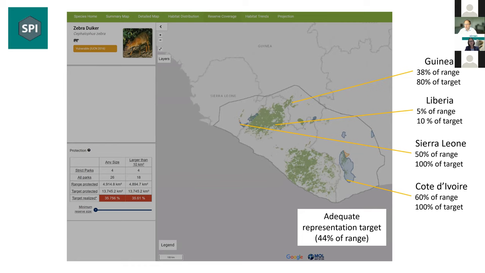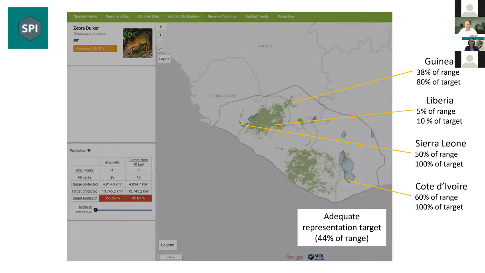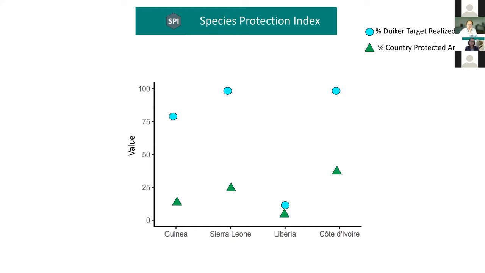Again, here, the different stewardships. And this is how the different countries perform, if you will, in the adequate representation of that species. So Guinea manages to achieve 80% of the target, Liberia 10%, Sierra Leone actually 100%. It protects 50% of the species range in its country, and Côte d'Ivoire protects 60% of the range in its country and actually achieves 100% of the target. So we can compare countries in this way, and we can then compare that coverage to the actual percent protected per square kilometer area. And this is where the countries are currently sitting, and there's this 30% aspiration goal going forward. So there's certainly something to be done here in terms of adding reserve network. But as you can see in the case of Sierra Leone, already with 25% or so protection of the country, it was able to achieve 100% of the duiker target.